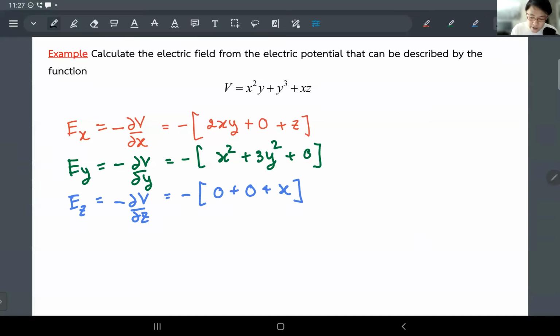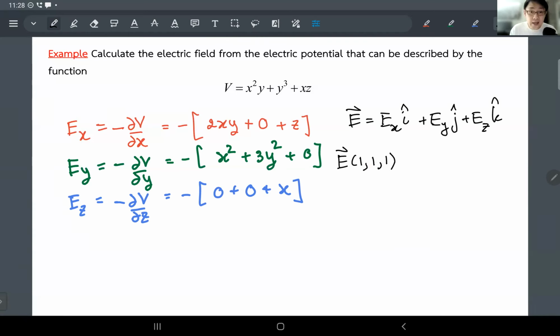So if you want the vector format for this electric field, it's just going to be Ex along the i, Ey along the j, plus Ez along the k. And that is the vector form of the electric field at any point. When I say at any point, what does it mean? Well, guys, can you give me the electric field at 1, 1, 1? What do you do? You just substitute 1, 1, 1 into x, y, and z. So you just plug in the x, y, z into those three expressions.